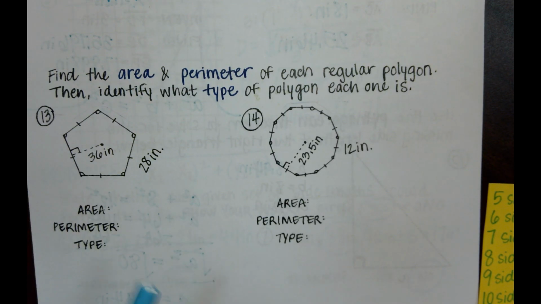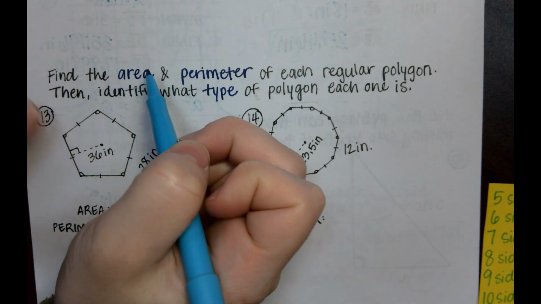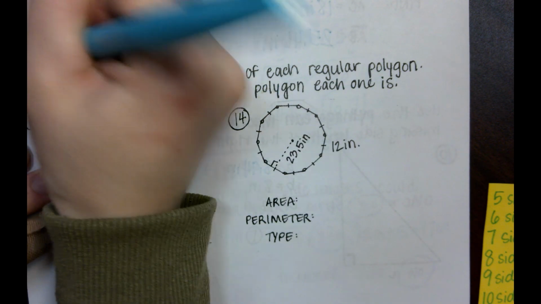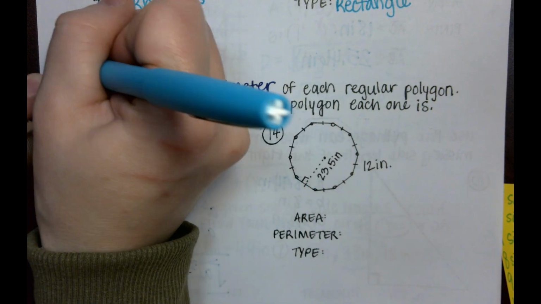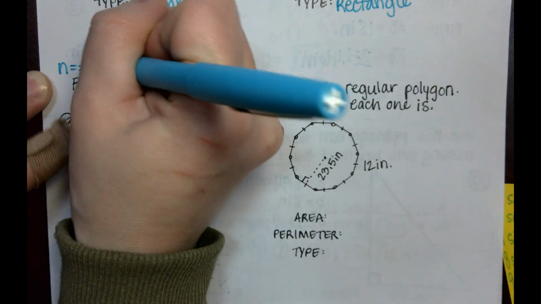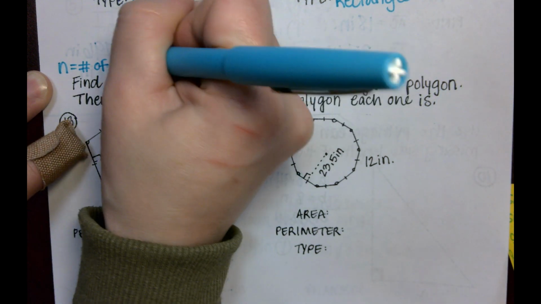Whenever we're working with polygons that have different numbers of sides, we always let n equal the number of sides. And then go ahead, Ella, what were you going to say?